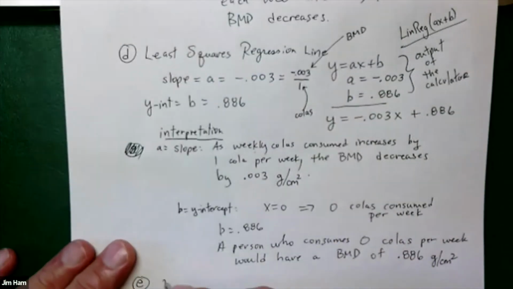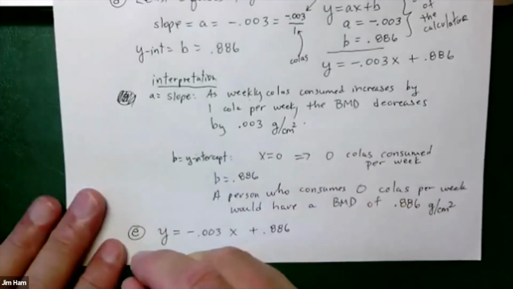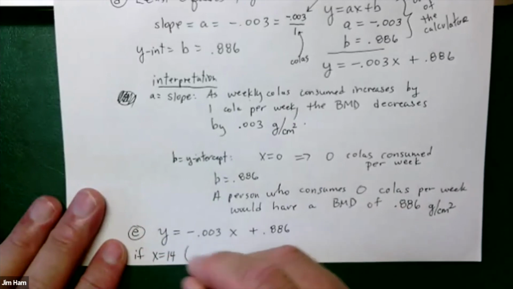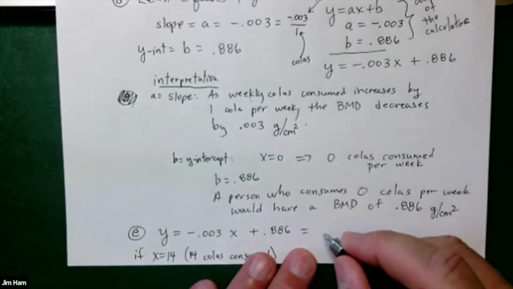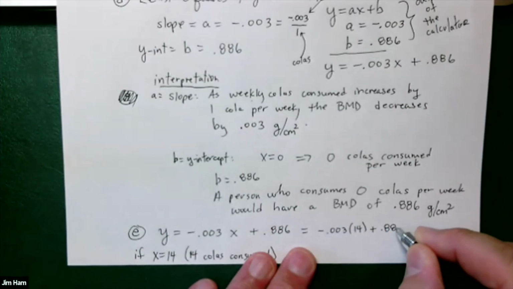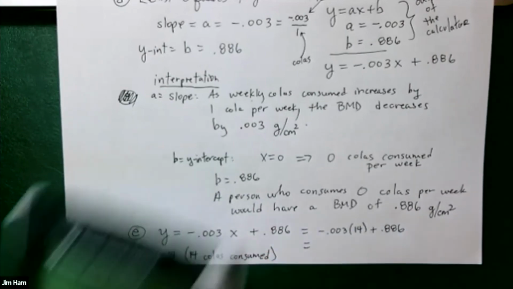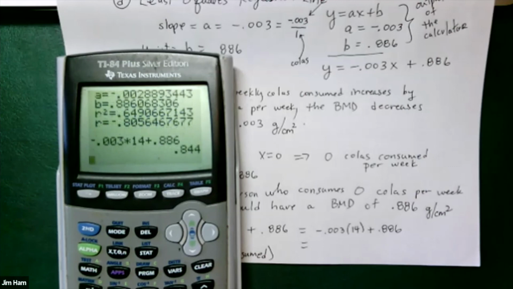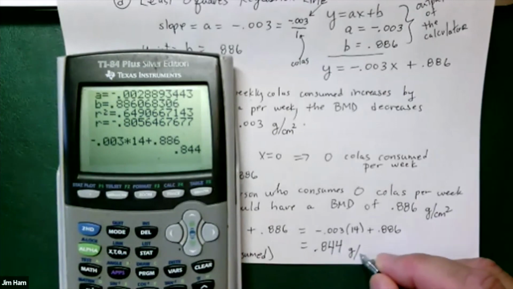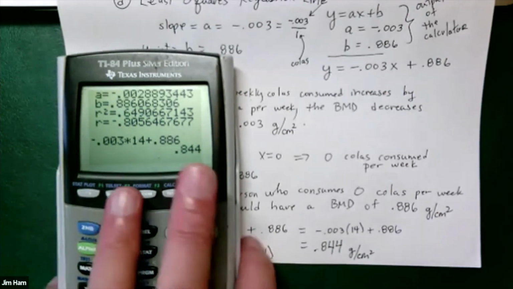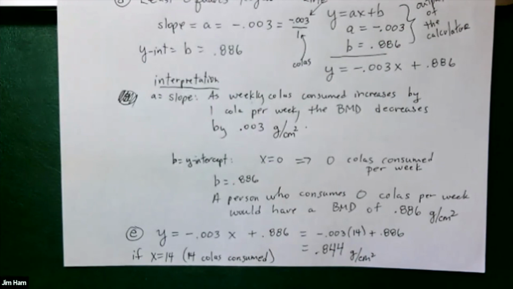All right, so we start with our equation, y equals negative 0.003 x plus 0.886. And then we put in x equals 14 per week. And evaluate by plugging in 14. And get your calculator out and do the arithmetic with these messy numbers. And you get 0.844. And again, the unit is grams per square centimeter. Now, this is probably not reasonable.